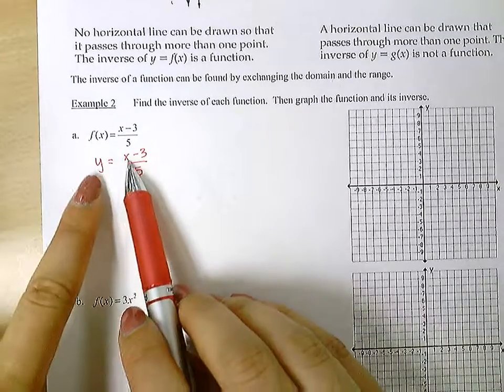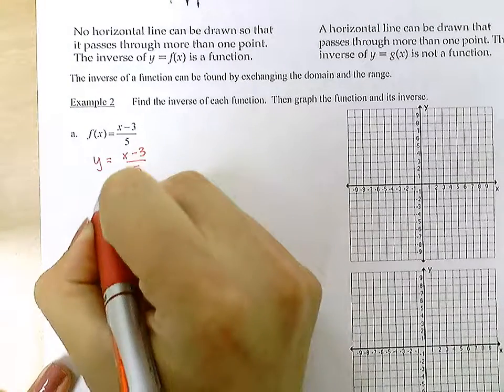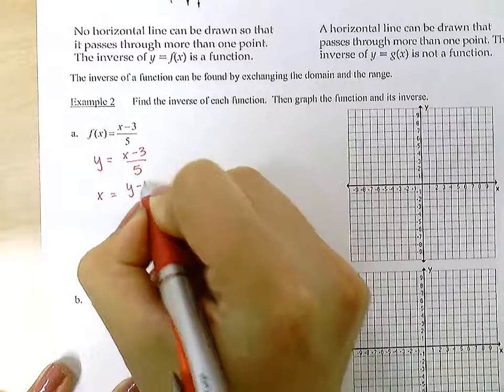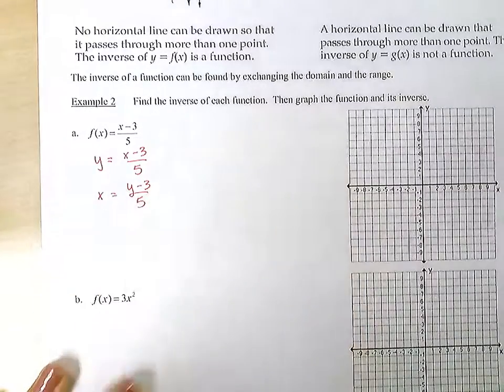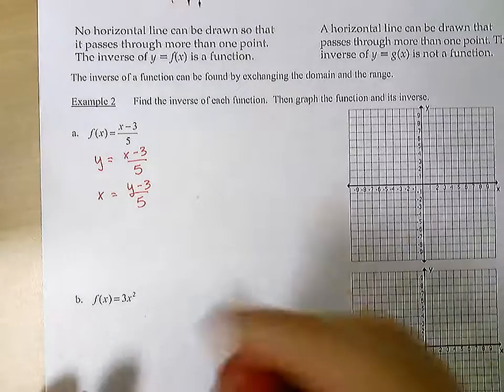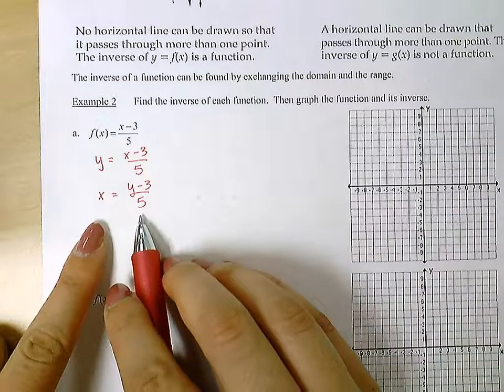Okay, and I'm just going to switch my x and y value. So instead of y, I'm going to write this as x equals y minus 3 over 5. So in an inverse, we just switch x and y. From here, I just want to solve for y. So we're going to solve for that variable y. So how would I go about doing that? What's my first step? What should I do?